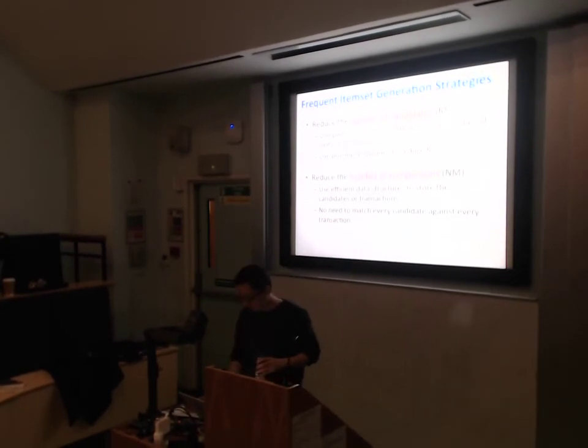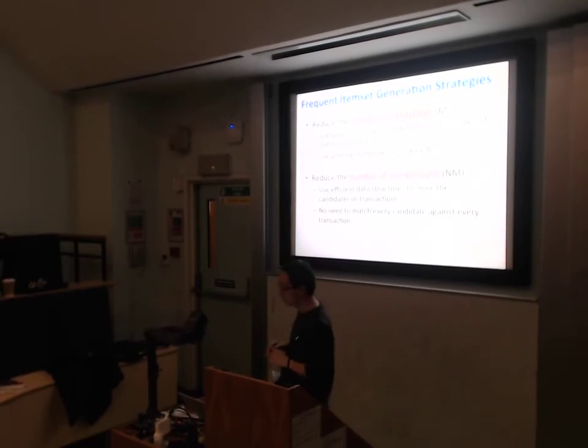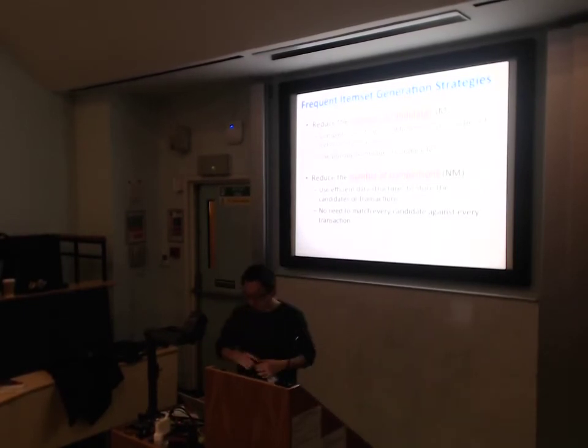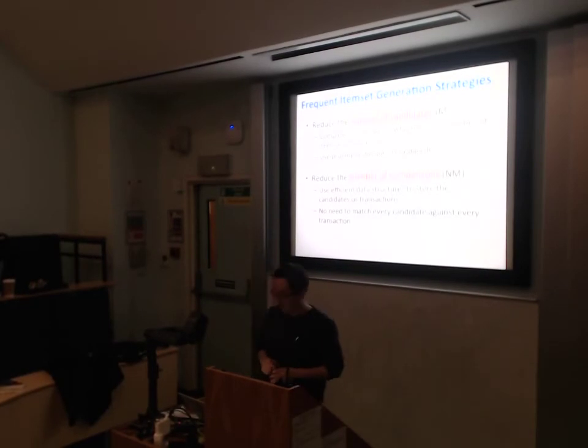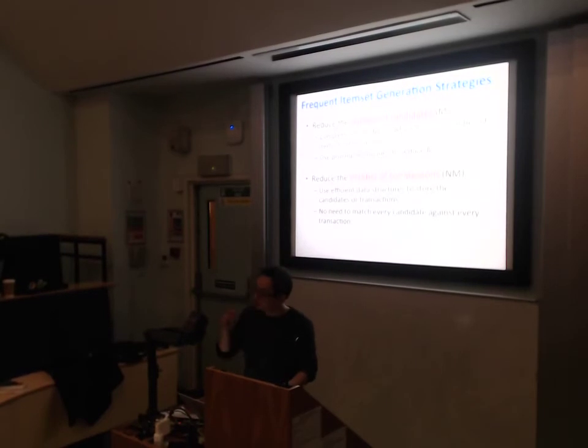So what can you do? Obviously, you can reduce the number of candidates. If you do a complete search, the number of candidates you can come across is 2 to the power of d. For each item, the item is either in the item set or not, so there are two choices, and you have d items.